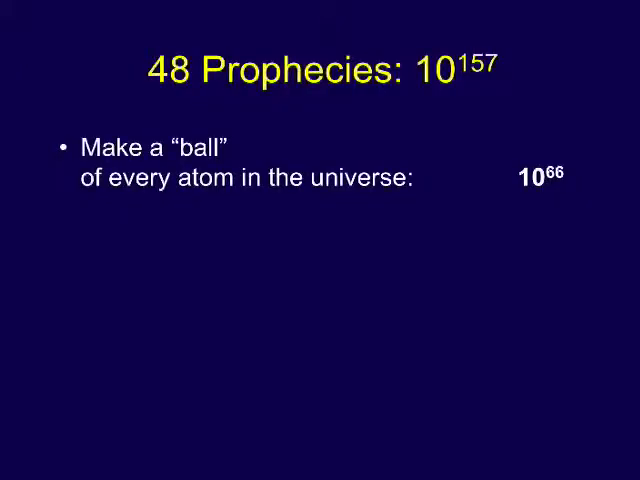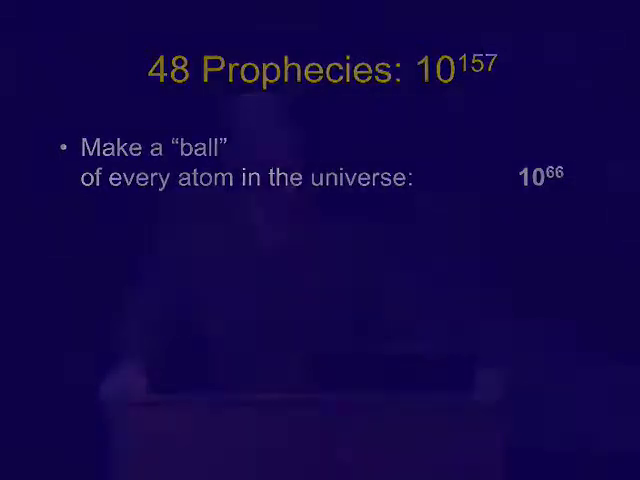What is the smallest thing you can imagine? An atom. How's that? It may surprise you to learn that there are estimates of the number of atoms in our galaxy. I want to make a ball of every atom in our galaxy. It turns out there's a commonly accepted estimate among scientists of about 10 to the 66th atoms in our galaxy. Well, that means if I make a ball of every atom, if I'm going to consider them as my sample, I'm way short of what I need. I need 10 to the 157th.